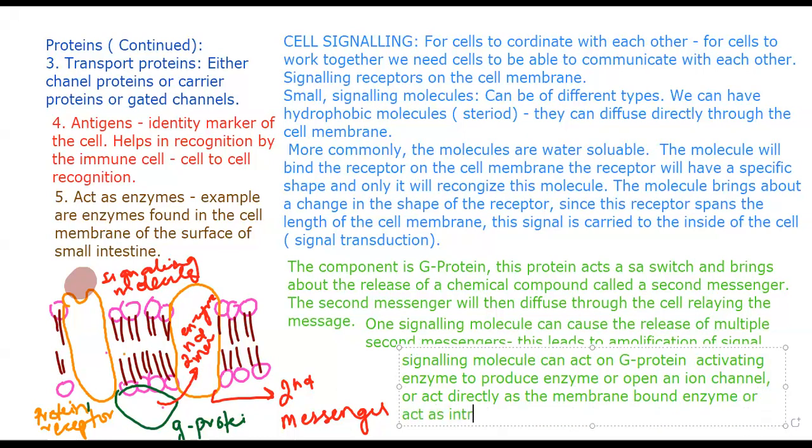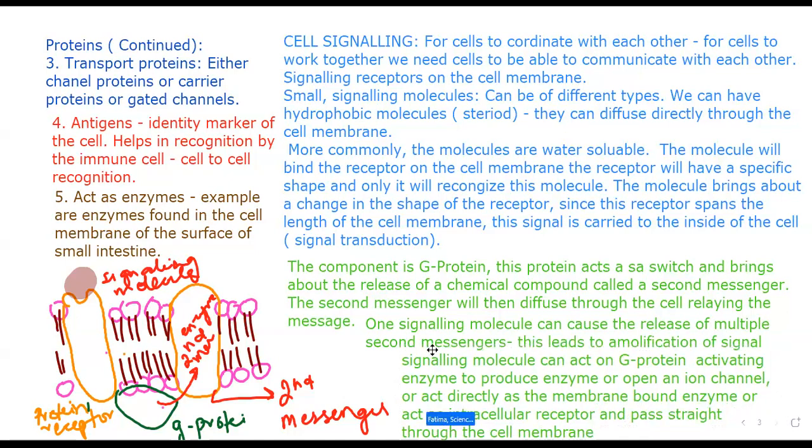What is an intracellular receptor? An intracellular receptor is a receptor that is going to bind to the molecule and then simply pass straight through the cell membrane. So no second messengers, nothing. The signaling molecule will bind to the intracellular receptor and pass straight through the cell membrane. So it can work in a variety of different ways.